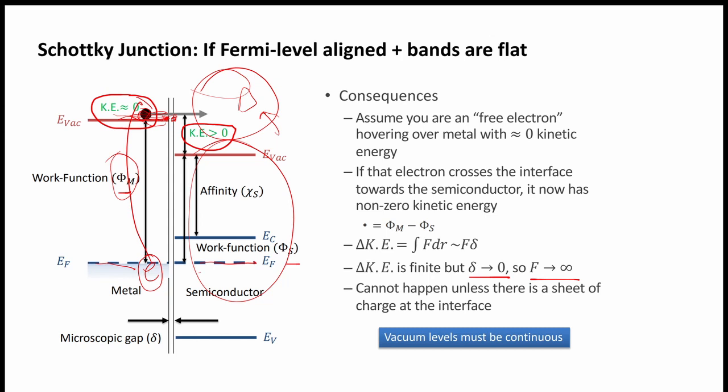It is free, but at this position it is just free. Okay, it is not completely free, but it is just free at this location. The kinetic energy is zero here, but towards this side the kinetic energy is not zero. So if that electron crosses the interface, it has a non-zero kinetic energy.